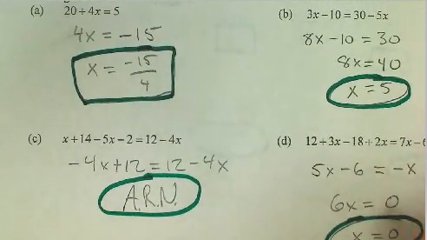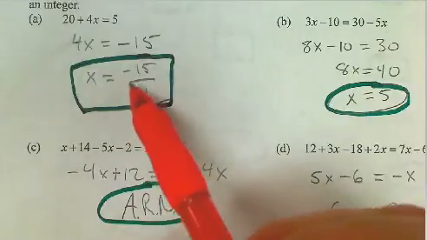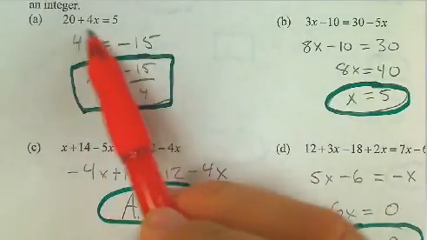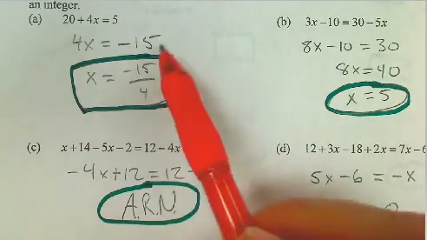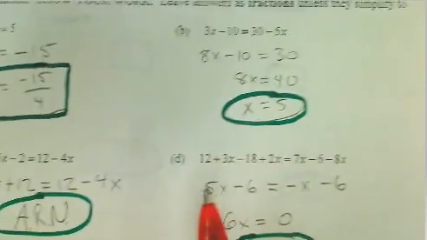Now I'm solving the equations. Subtract 20 from each side to get the 4x by itself. Divide by the 4, and you just get that little fraction.